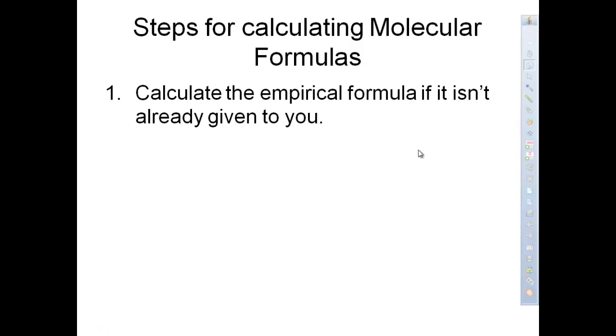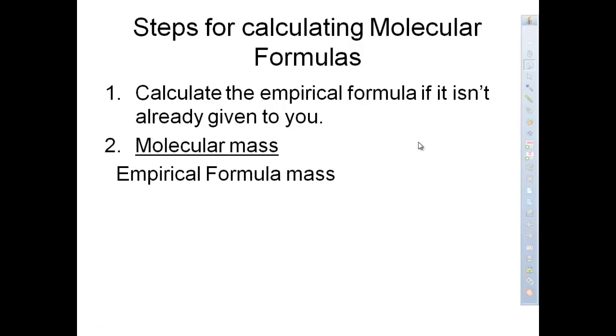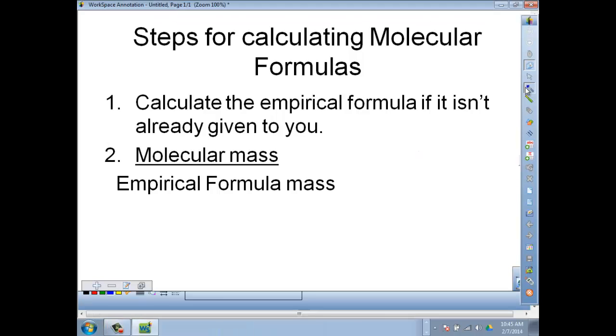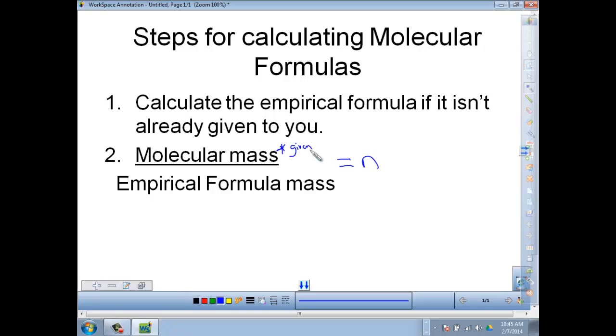Steps for calculating molecular formulas. The first thing you have to do is calculate the empirical formula if it isn't already given to you. I'm not going to include those steps because you have them in your notes already. Now, to get the value of n, you take the molecular mass, or molar mass, which has to be given in the problem, divided by the empirical formula mass. You just add up the masses of all of the elements that make up that empirical formula, taking into account the ratios they are in.